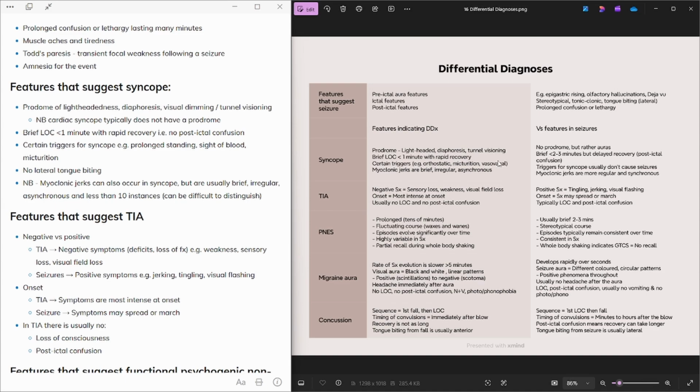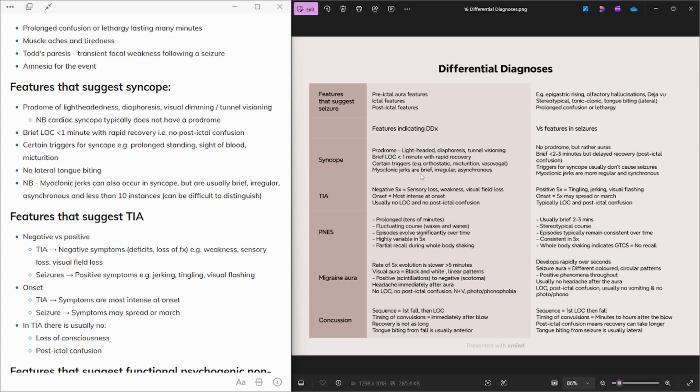In contrast, seizures are also brief, but they tend to last a little bit longer than a syncopal event, and they have a delayed recovery with post-ictal confusion. There are certain triggers that are characteristic for syncope, such as orthostatic syncope, micturition syncope, or vasovagal syncope, such as the sight of blood, stress, or dehydration. Whereas the triggers for syncope that we mentioned before usually don't cause seizures.